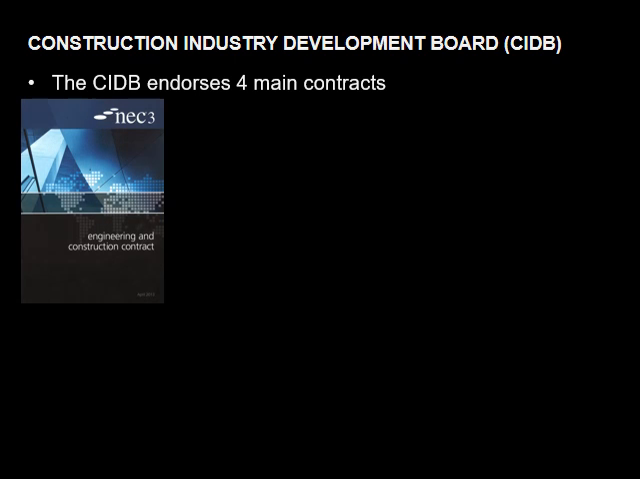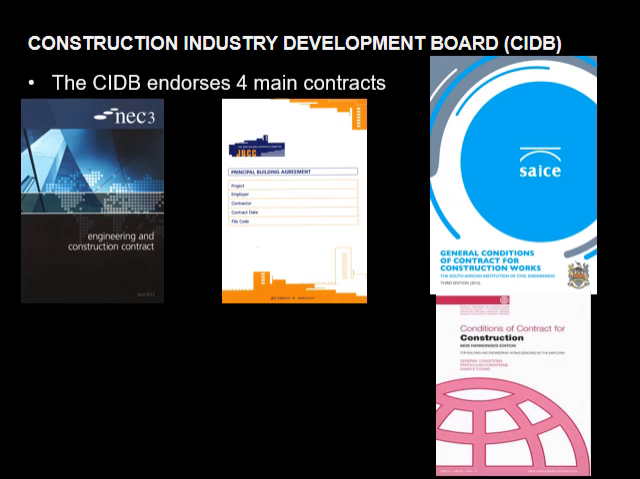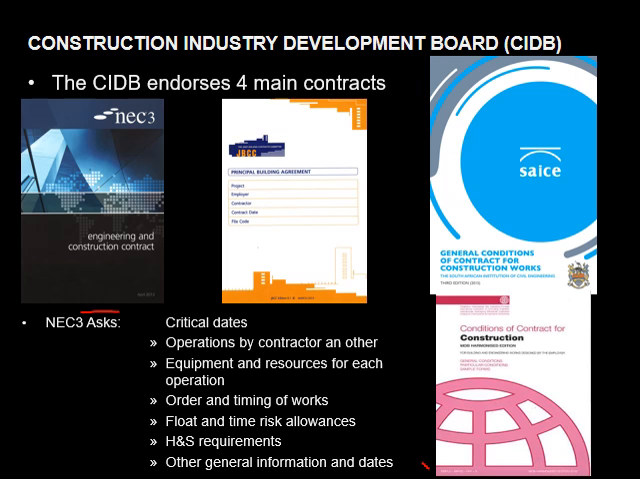Then the Construction Industry Development Board, just a couple of items. The CIDB endorses 4 contracts. Those are the contracts that I highlighted earlier. Please note that these are still the old contracts. The 2017 FIDIC came out, and the NEC 4 is also now one of the new contracts being used. For instance, the example which I highlighted earlier is the specific criteria that the NEC asks for, in comparison with the JBCC, which just specifies that there should be an approved program in place.